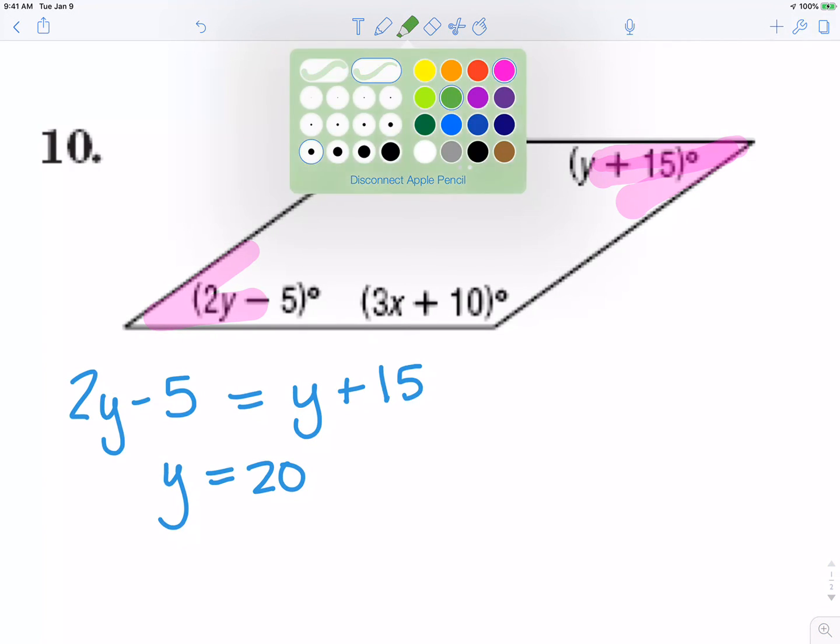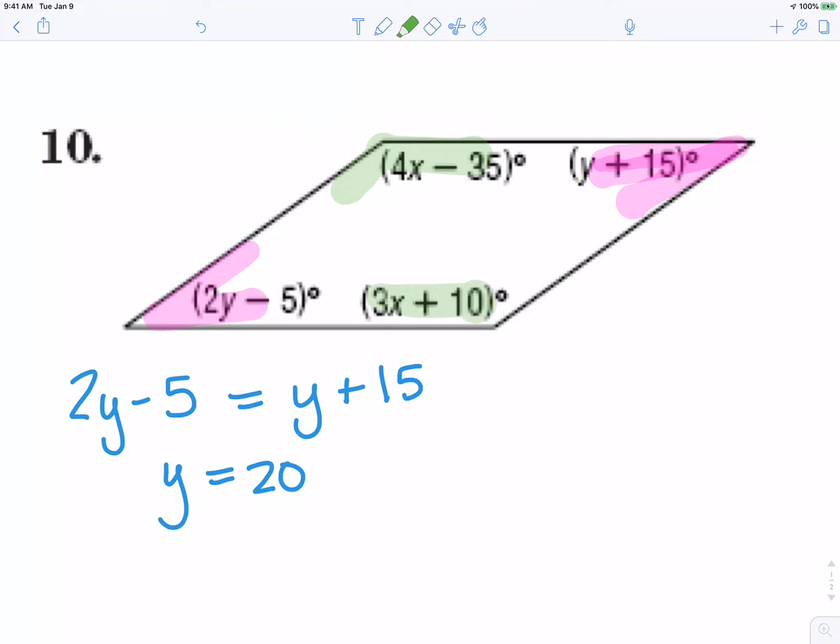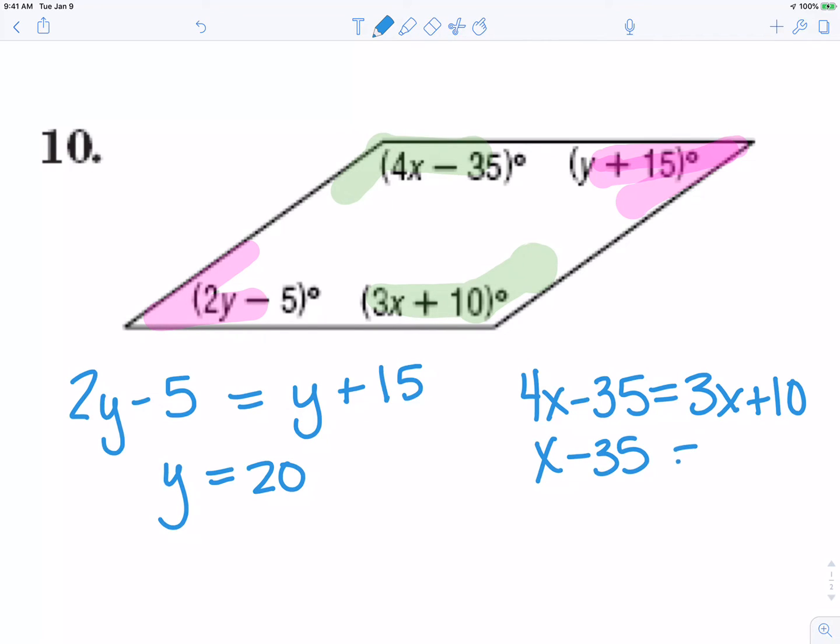Since it's a parallelogram, this pair of opposite angles are also congruent. So we set 4x minus 35 equal to 3x plus 10. I'm going to subtract 3x from both sides of the equal sign, so I get x minus 35 equals 10. Add 35 to both sides, and x is 45.